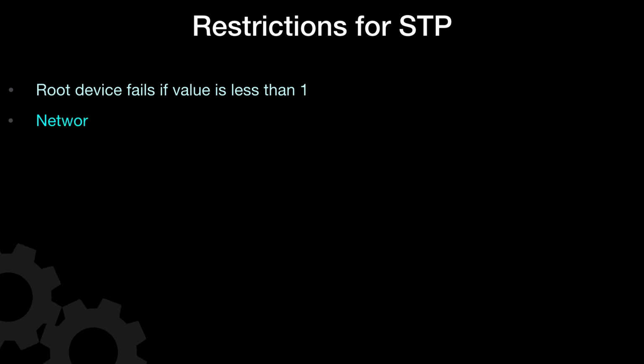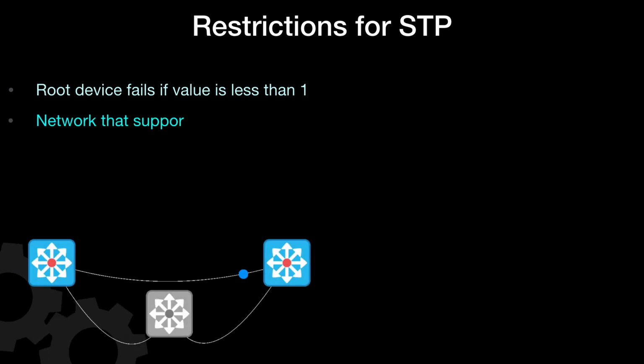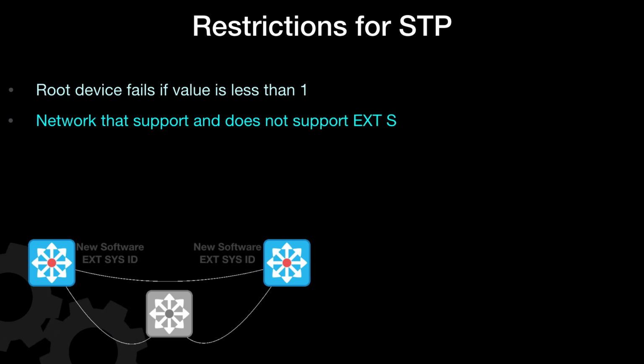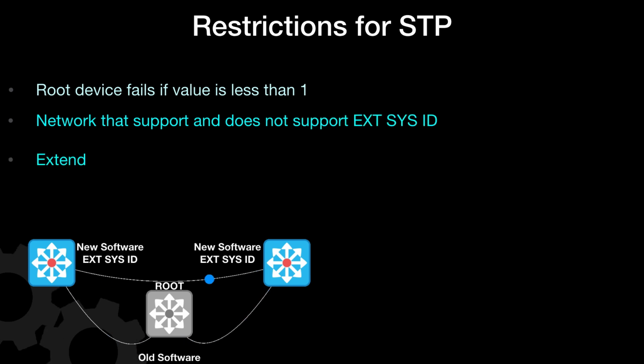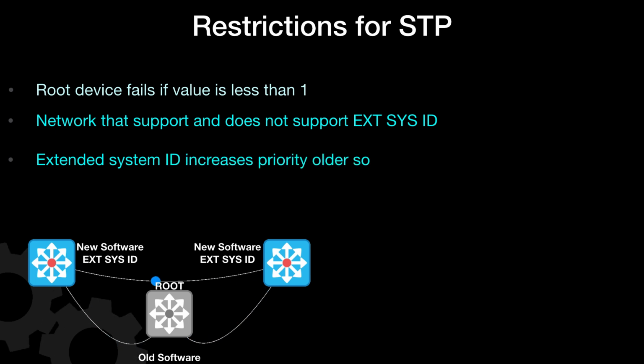Restrictions for STP. An attempt to configure a device as the root device fails if the value necessary to be the root device is less than 1. If your network consists of devices that support and do not support the extended system ID, it is unlikely that the device with the extended system ID support will become the root device. The extended system ID increases the device priority value every time the VLAN number is greater than the priority of the connected devices running older software.